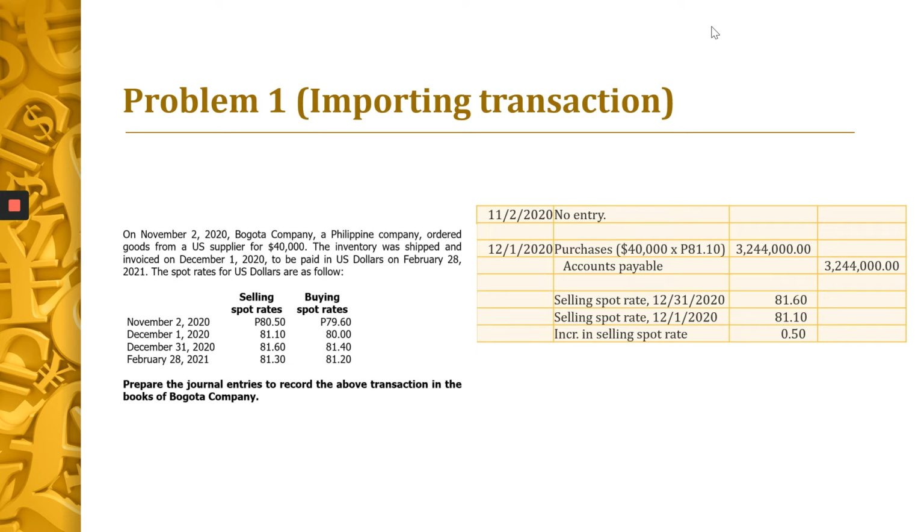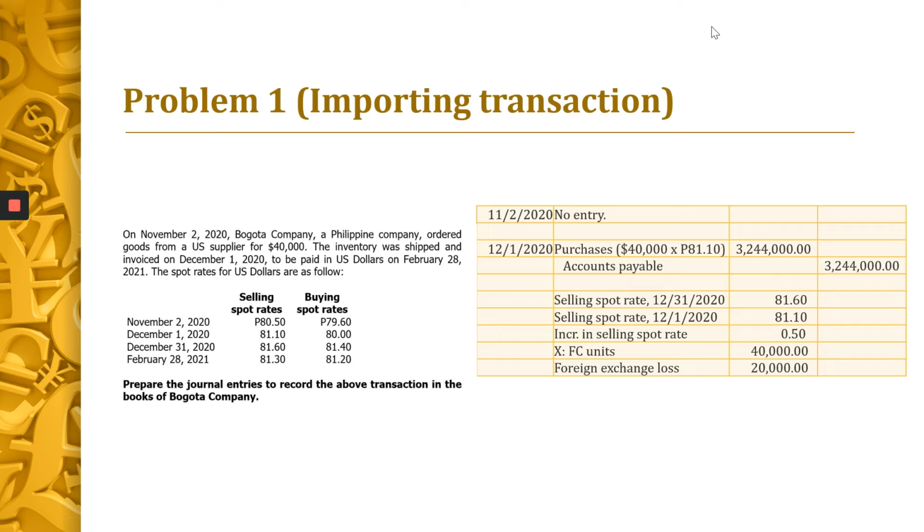Anong gagawin natin sa 50 cents? I-multiply natin yan sa foreign currency units na $40,000. So, how much is the product? 20,000. Okay. So, ang next question natin, anong tawag kay 20,000? 20,000 arises from exchange differences. Okay. Ano nangyari ulit sa selling spot rate? Nag-increase or tumaas. Dahil tumaas ang selling spot rate, ano consequence niyan sa utang natin? Tataas ang utang natin. Dahil tumaas ang utang, that would be a loss on our part. So, the 20,000 is what you call the foreign exchange loss.